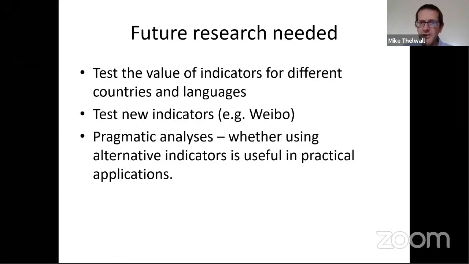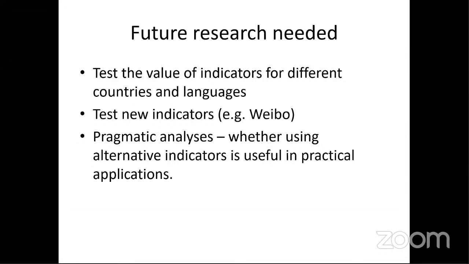So a lot of future research is still needed on altmetrics to test the value of the indicators, and particularly for different countries and different languages. Some of the altmetrics are not useful in some countries. For example, many of the altmetrics are not useful in China because Twitter's not used in China, Weibo's used instead. So there's no point in analyzing Chinese research with tweet counts, and same for Facebook. There are national differences in the usefulness of these indicators, the altmetrics.